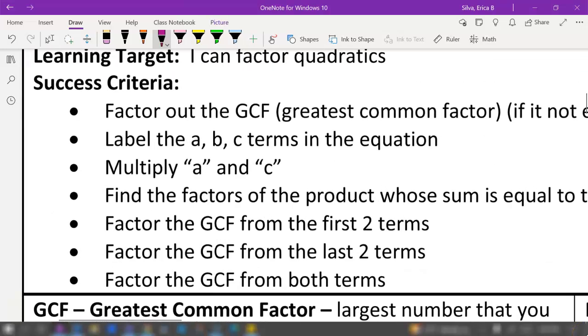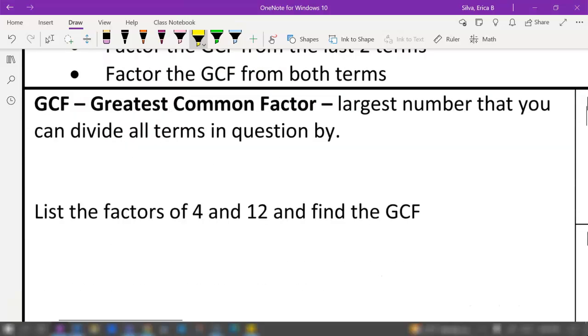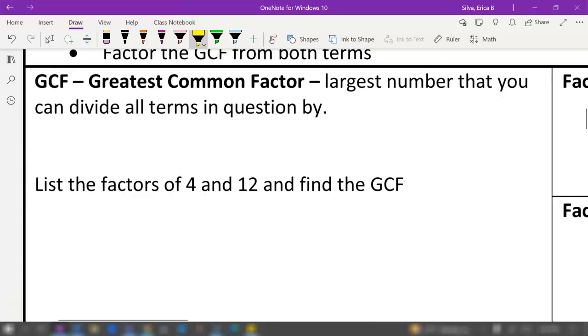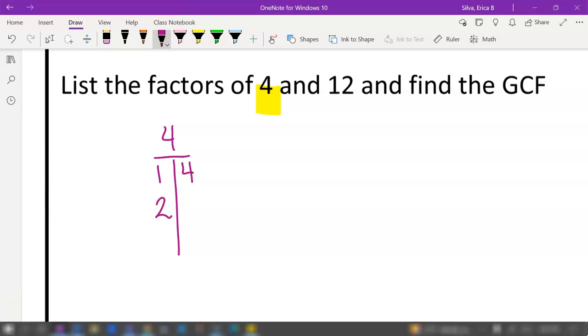So let's first start with our success criteria. We're going to first factor out the GCF. Now, in order for us to be able to factor out the GCF, we need to know what it is. So let's start with 4. If we find the factors of 4, factors are basically numbers that multiply to give you that number. I like to start in order. So if we start with 1, 1 times 4 gives us 4. Then we continue with 2. 2 times 2 gives us 4. And then when we start repeating the numbers, that's when we know that those are all the factors.